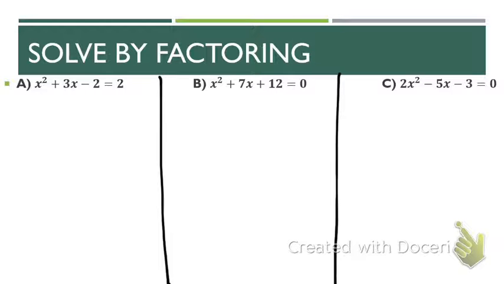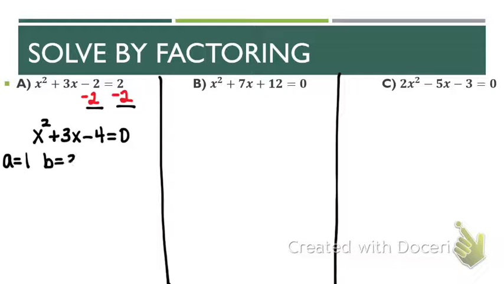For our first example, we have to set it equal to 0. So how do I get rid of this 2? Subtract the 2. So let's subtract it. And when you subtract it, you have x squared plus 3x minus 4 equals 0. So in this quadratic, a is 1, b is 3, and c is negative 4.